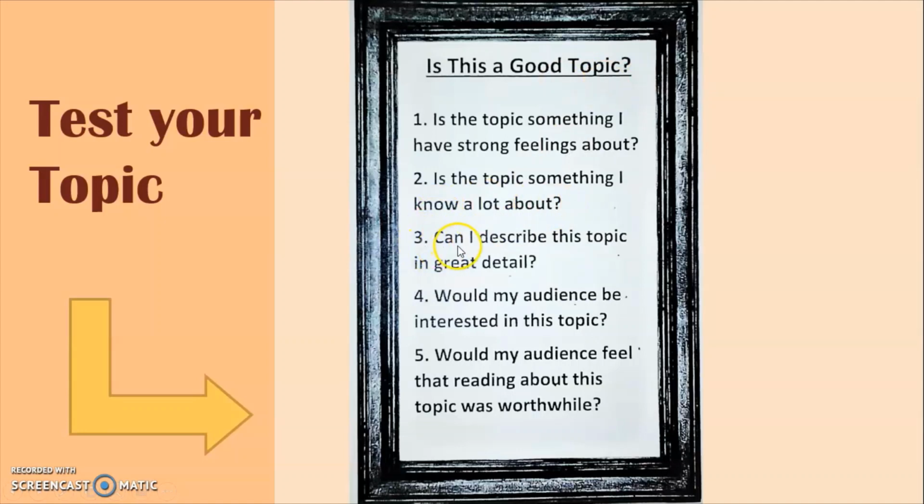Moving on to number 3. Can I describe this topic in great detail? Now, if I'm talking about San Antonio, yeah, I can describe it in great detail. But if I go back to the Japanese tea gardens, no, I can't. So because I said no to number 3, again, I would have to reconsider my topic. But if I said yes to number 3, I can move on to number 4, which says, would my audience be interested in this topic? You don't want your audience to be reading something that's not that interesting.